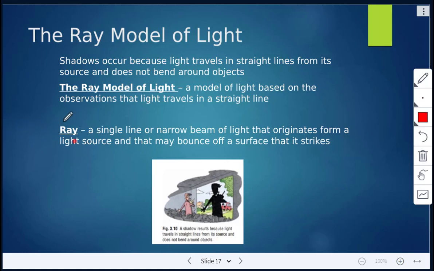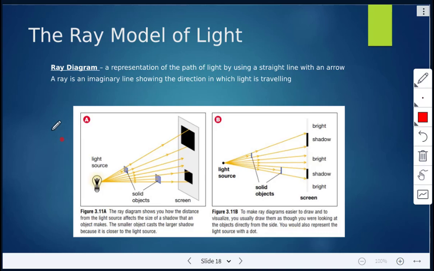All right, and then we're going to be making a ray diagram. So what is a ray? It's a single line or a narrow beam of light. It originates from a light source, and it may bounce off a surface that it strikes. If we look at this ray diagram, this is a ray model of light. It's a representation of the path of light. So you use a straight line with an arrow. Notice here's the light source, our light bulb, and we draw the rays as straight lines with arrows. It is an imaginary line showing the direction in which light is traveling.